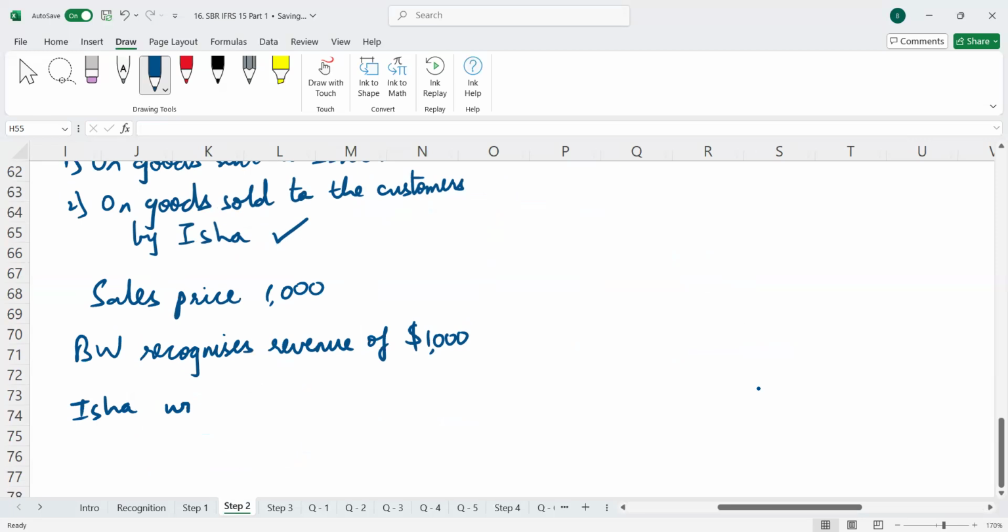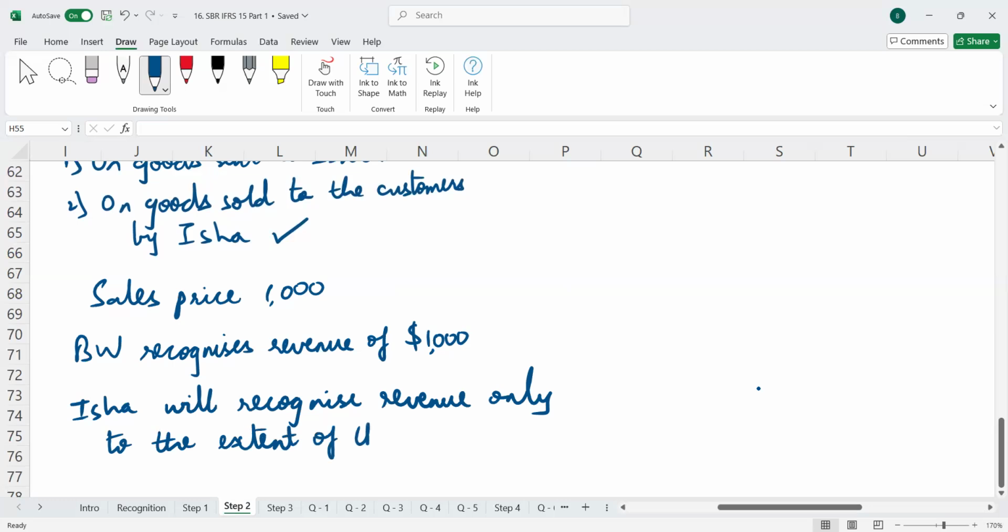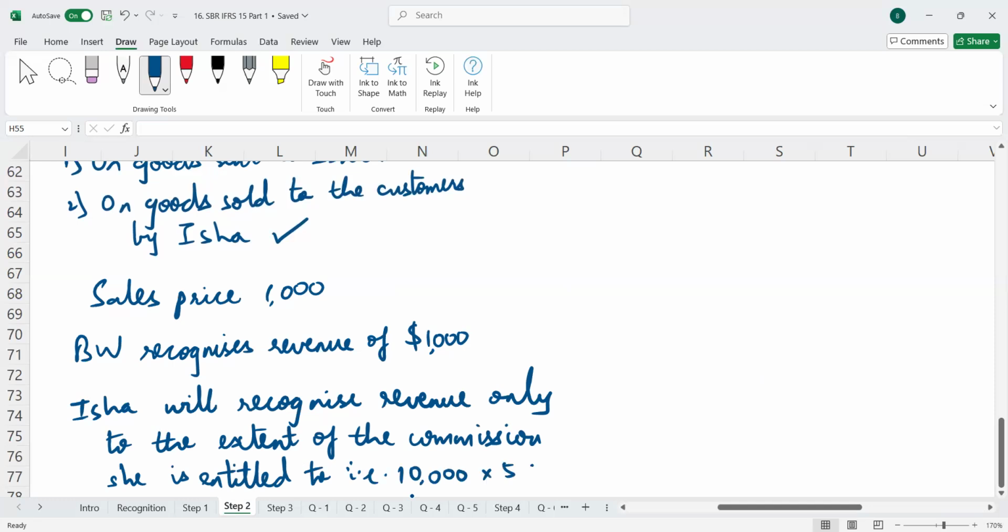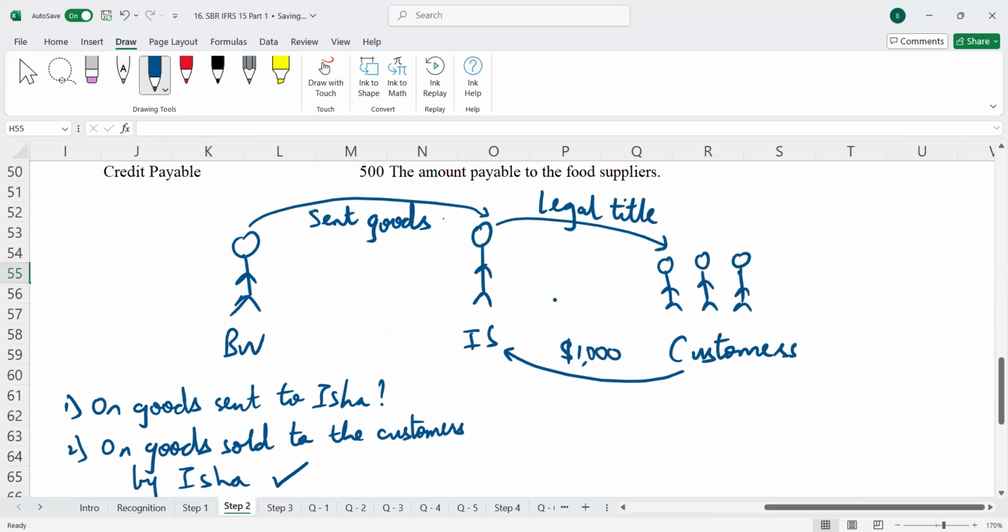Isha will recognize revenue only to the extent of the commission she is entitled to. You cannot say that entire 1000 is my revenue. You will say that only 50 is my revenue. That is 10,000 multiplied by 5% equal to how much? Not 10,000, it was 1,000, no? 1,000 multiplied by 5% equal to 50. Now, what you will do is you will be recognizing revenue of 50 and you will remit 950 to me.